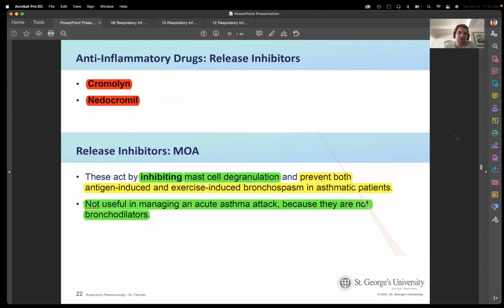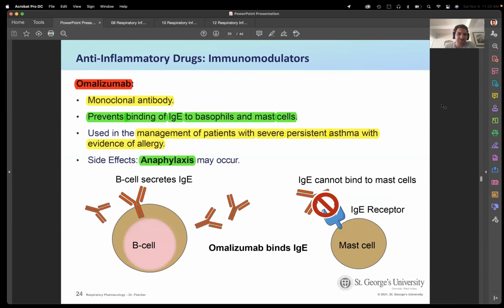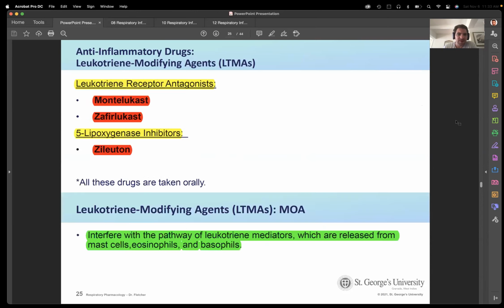As we go on, fair game, but some of the drugs you've never heard of before, I would literally just know what they do and maybe just a little definition. Inhibiting mast cell degranulation, fine, you should be able to answer the questions with that. Omalizumab, I think I've seen commercials for this actually. Prevents binding to IgE, makes sense for asthmatics as well.